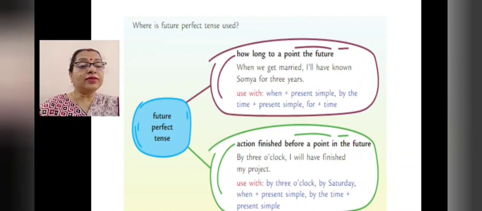When we get married, I will have known Soumya for 3 years. So here, this one, have known, is future perfect. Then, action finished before a point in the future. By 3 o'clock I will have finished my project. So the action will be finished by 3 o'clock. So will have finished will be future perfect tense.